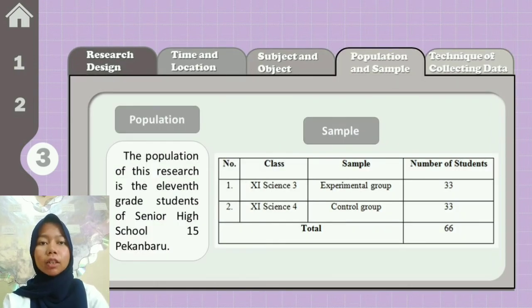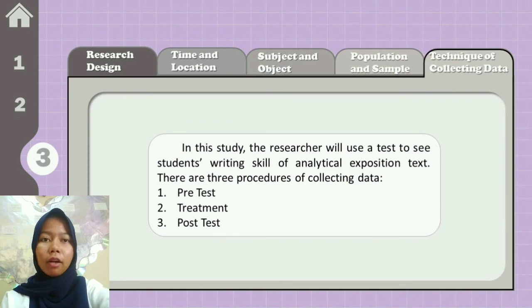The population of this research is the 11th grade students of Senior High School 15 Pekanbaru. The 11th grade students, there are 4 classes: 11 Science 1, 11 Science 2, 11 Science 3, 11 Science 4. And for sample, the researcher will use cluster random sampling. The sample of this research will be 11 Science 3 as experimental group and 11 Science 4 as control group. Technique of collecting data.